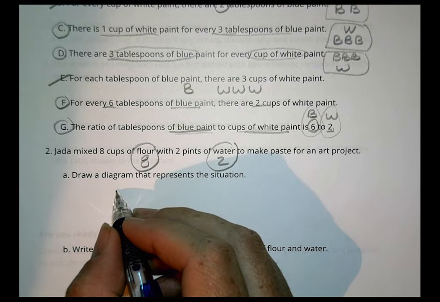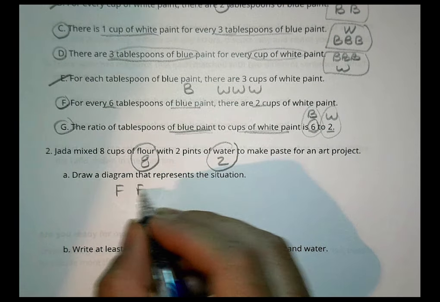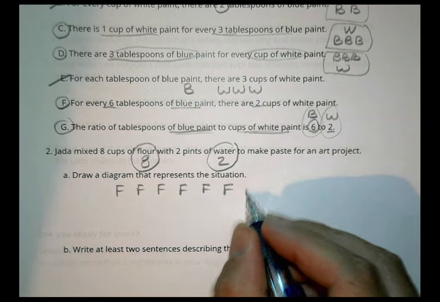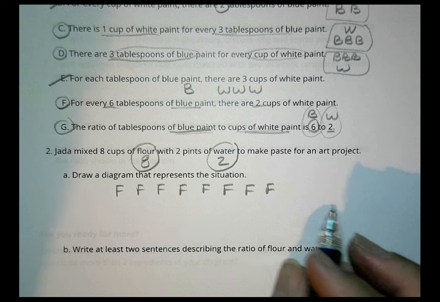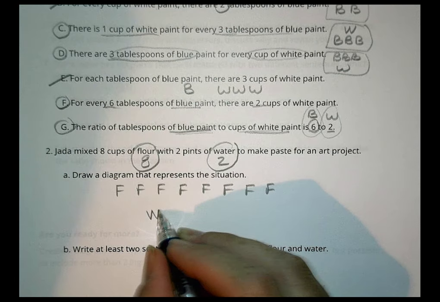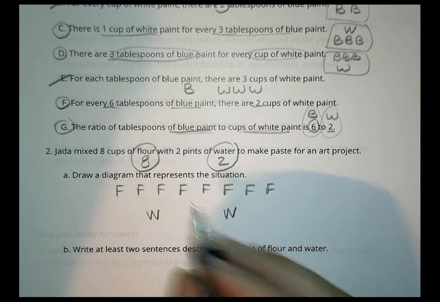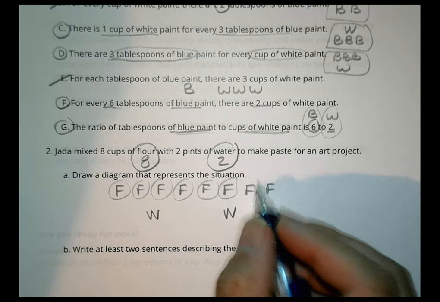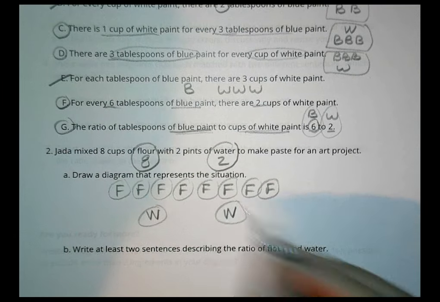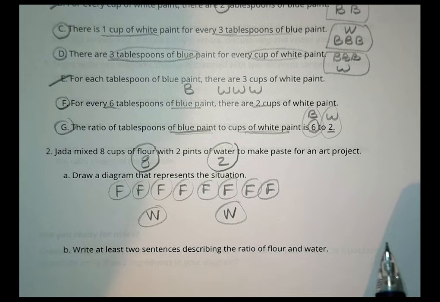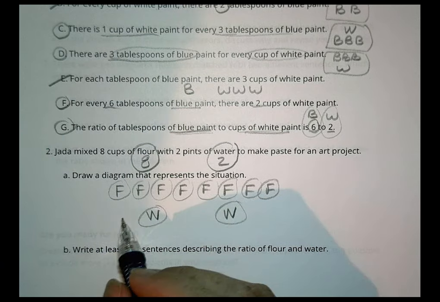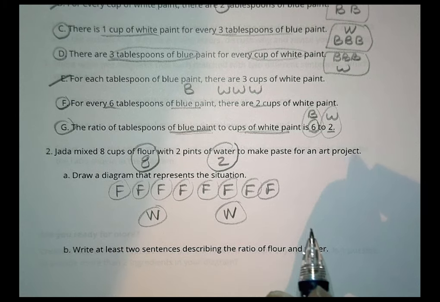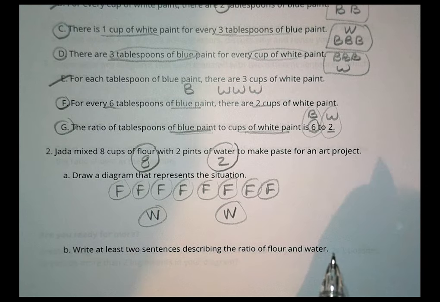Okay, so I can draw flour, flour, flour, flour, 4, 5, 6, 7, 8 flours, for water being 1 and 2. Okay, and I can make little circles for each one if I wanted to, or squares, whatever you like there. Okay, so I have 8 flours for 2 waters.